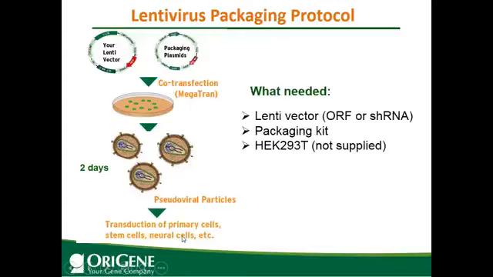Quick summary, what you need. You will need the Lenti vector, either Lenti-ORF or shRNA, and the Lenti packaging kit. Origin's packaging kit contains the transfection reagent. If you don't have the packaging kit, you also need the transfection reagent. And HEK293T cells are not supplied.